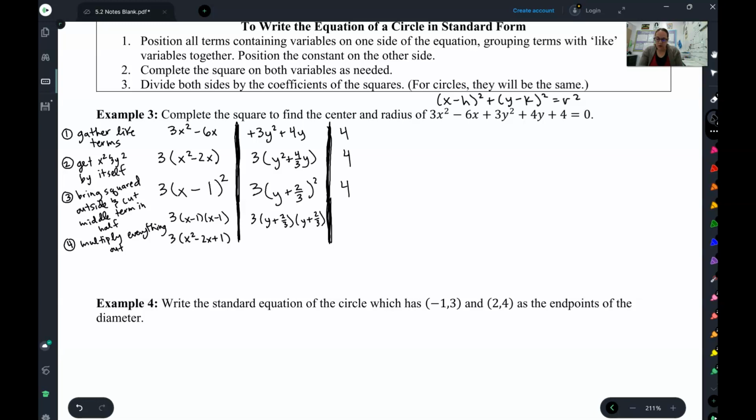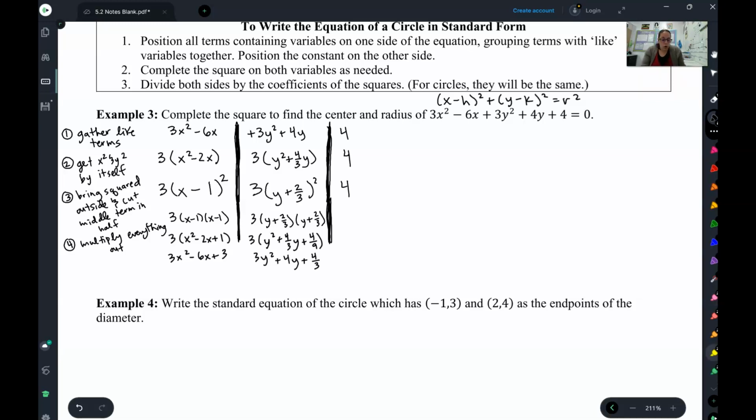So if I distribute all that, x squared minus 1x minus 1x is minus 2x, and a minus 1 times a minus 1 is a positive 1. Do the same thing over here. And then I'm going to put my 3 back in, 3x squared minus 6x plus 3, and 3y squared plus 4y plus 4/3.